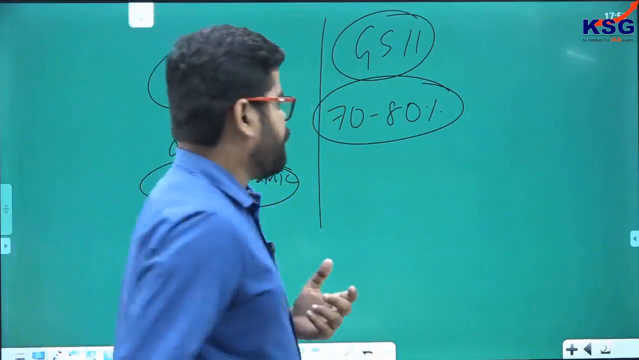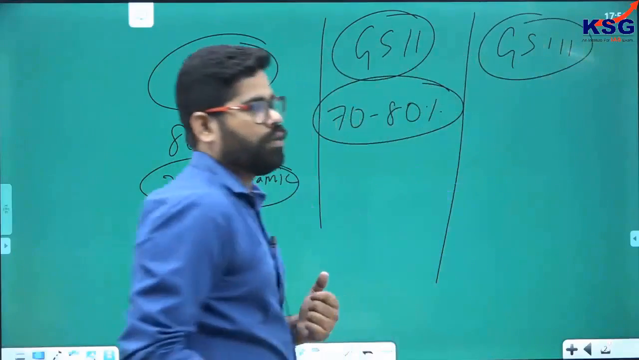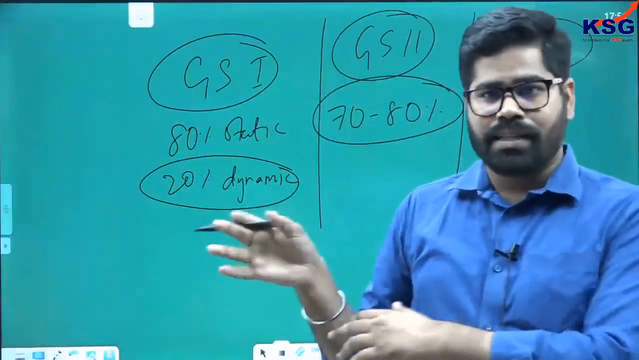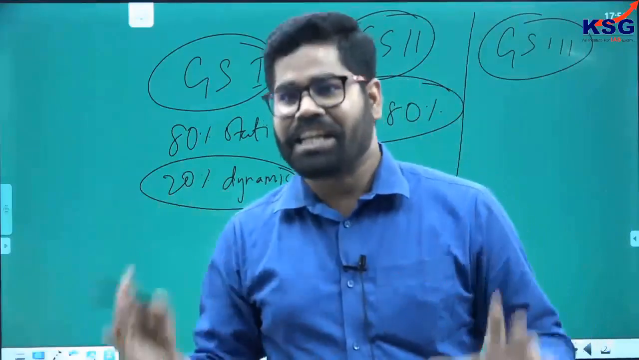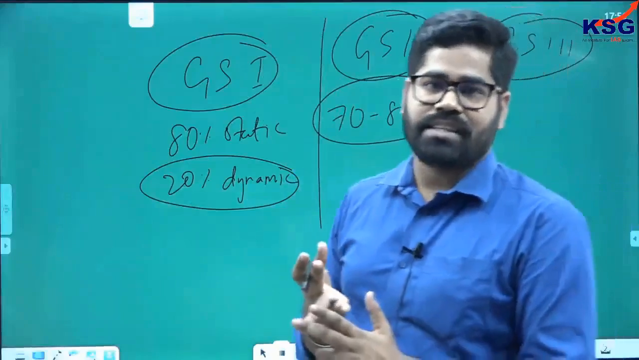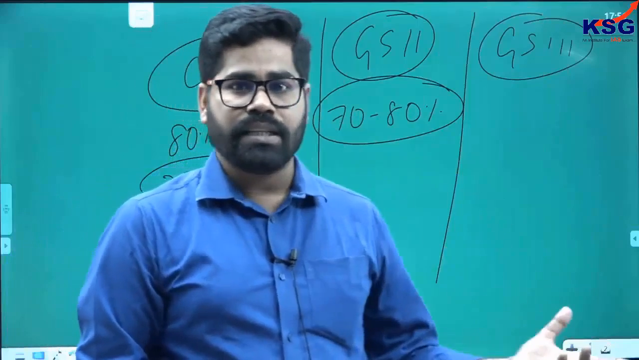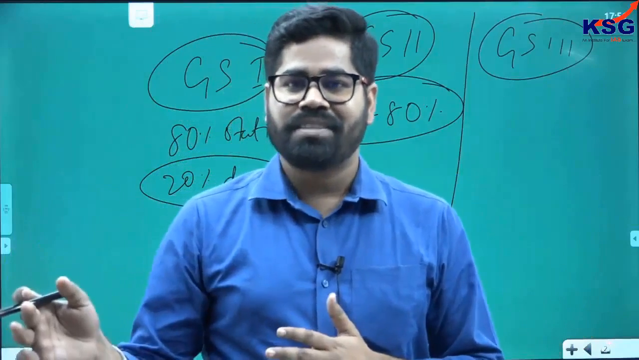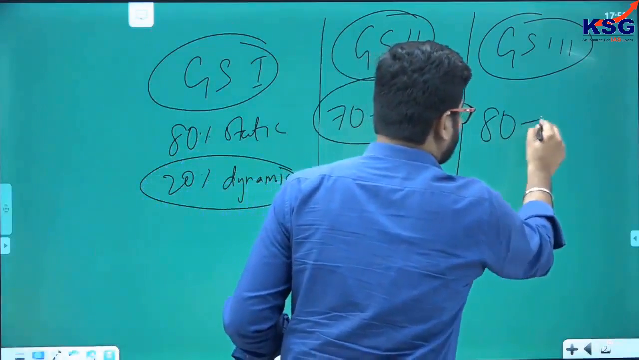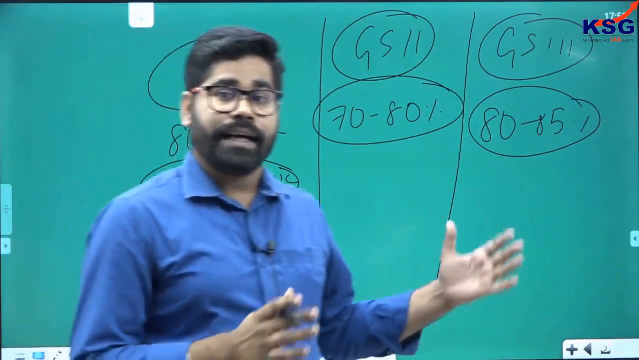Then GS paper 3. This is again one area where we have economy, agriculture, environment, science and tech, disaster management, and internal security. Yes, agriculture is part of economy, but it is so significant that we can count it separately also. Now all these themes are current oriented. In this section you will find even more, 80 to 85% of questions are current oriented.